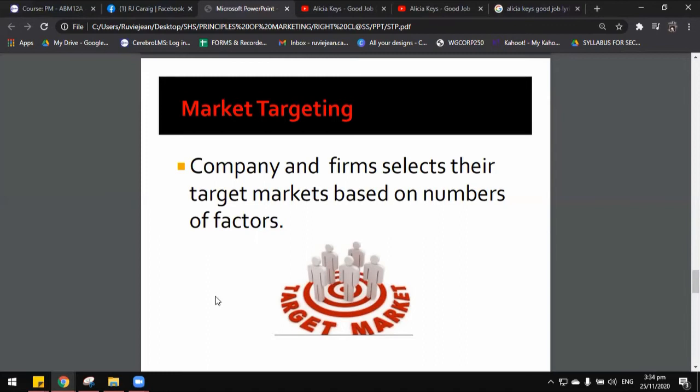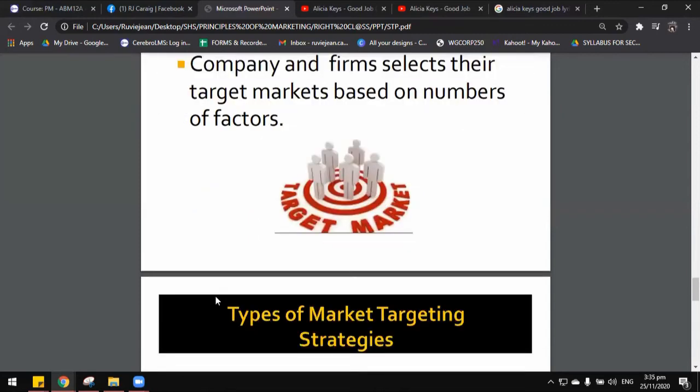Thus, companies make sure that the market segment they will choose by the end of the market targeting has the greatest potential for high rate of sales. So, hindi naman basta-basta mamimili lang tayo kung sino yung customer natin. Kailangan, dahil nga we are checking if our resources will be able to cater our target market, right? So, dapat yung pipilian natin na target market after ng market targeting is that may potential for high rate of sales. So, what are the different types of market targeting strategies?